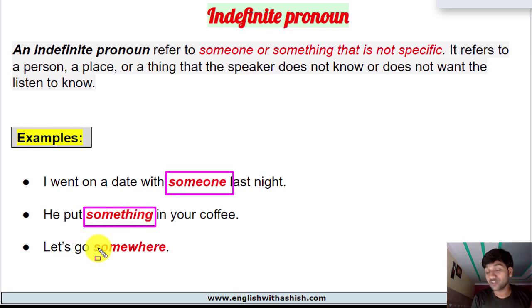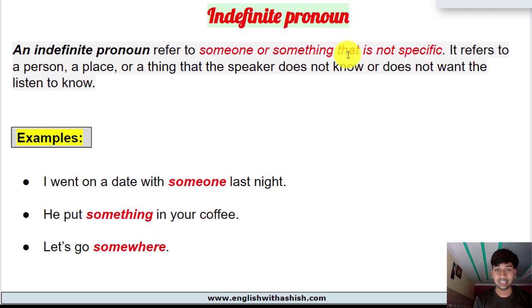He put something in your coffee, right? Referring to a thing. Let's go somewhere. Somewhere, indefinite pronoun. Let's go somewhere, all right? Referring to a place. So that's how we use an indefinite pronoun, right? We use it to refer to the name of a person, a place, or a thing that we either do not know about, or we don't want the listener to know about, right?